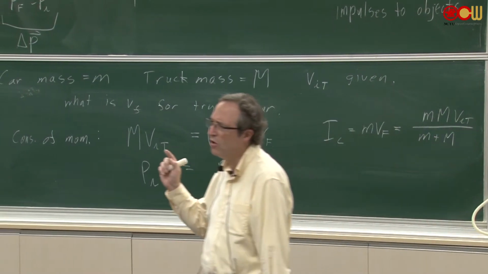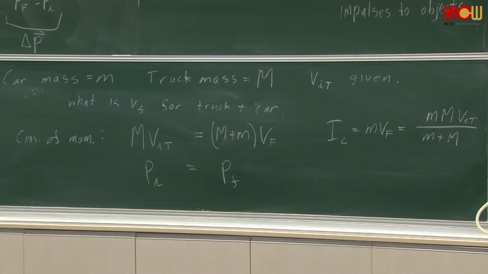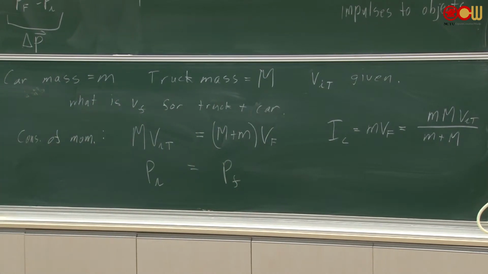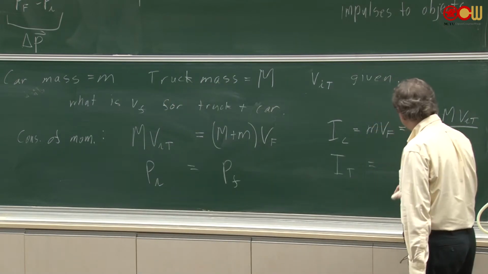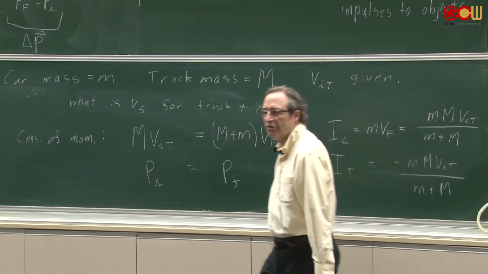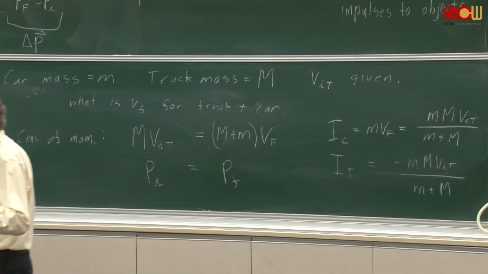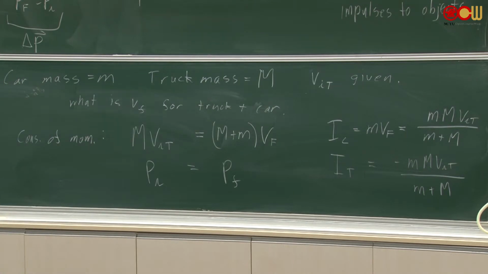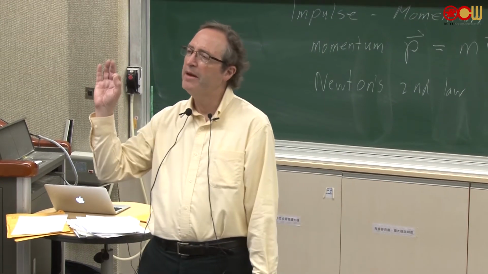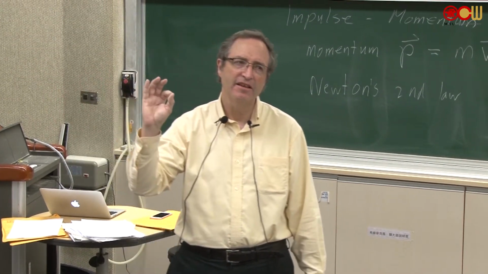Is that impulse towards the right? Let's say the truck was moving to the right. Is that impulse to the right or to the left? To the right, right? It's in the same direction as the final velocity. What's the impulse delivered to the truck? It's just minus that. So there is a little bit of a connection between using conservation of momentum and using impulse and momentum. I'm going to talk a little bit about elastic collisions.